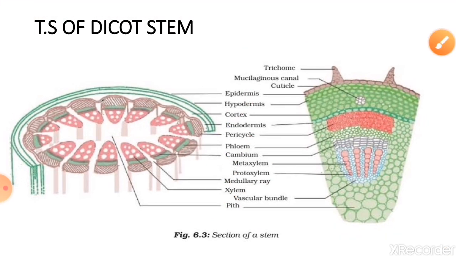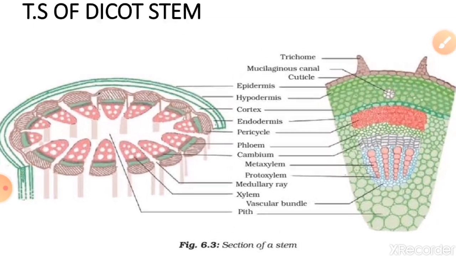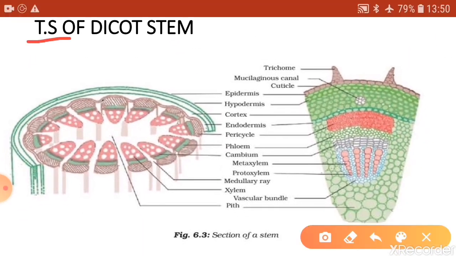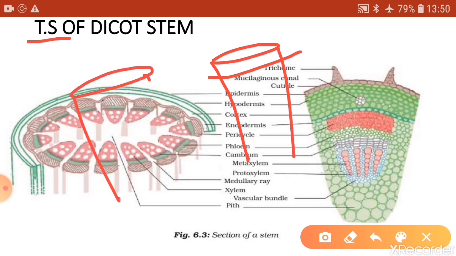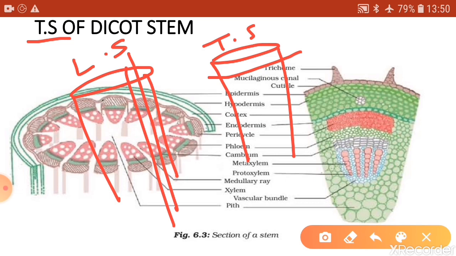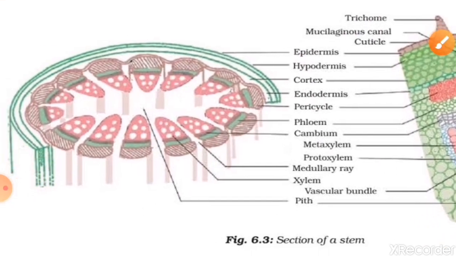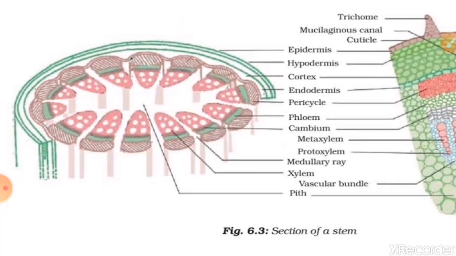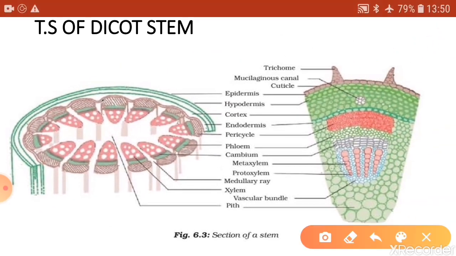Now this diagram that you see is of NCERT, and this is a TS, TS of a dicot stem. TS stands for transverse section. Like if you take a stem and cut it this way, that is called transverse section. If a stem is taken and cut lengthwise, that will be called LS. So here the diagram is of TS of a dicot stem showing the location of various types of simple permanent tissues. Let us see what tissues are present.